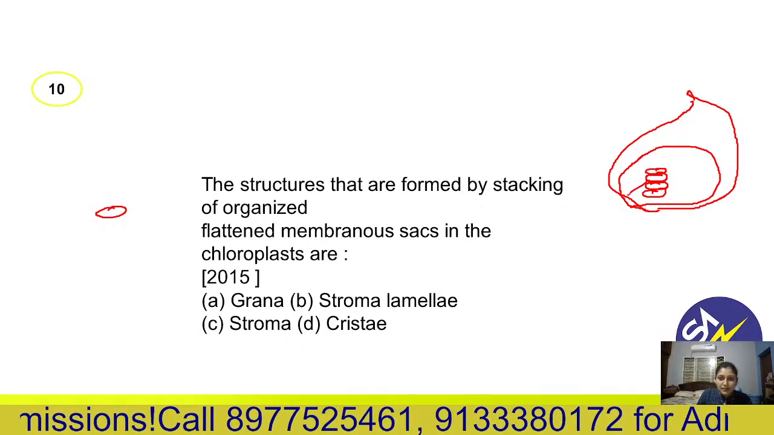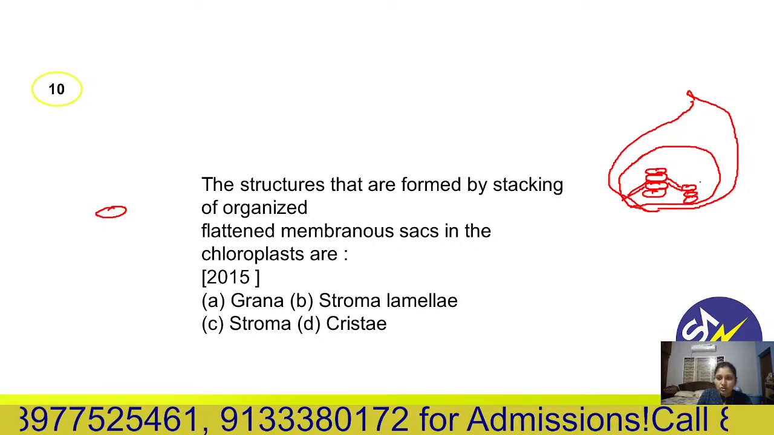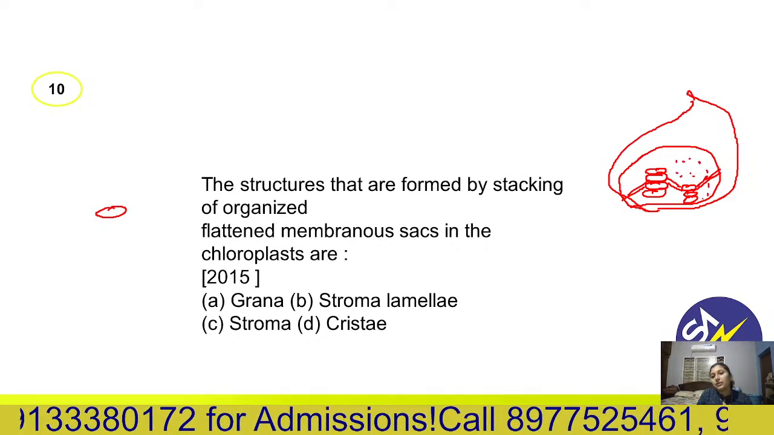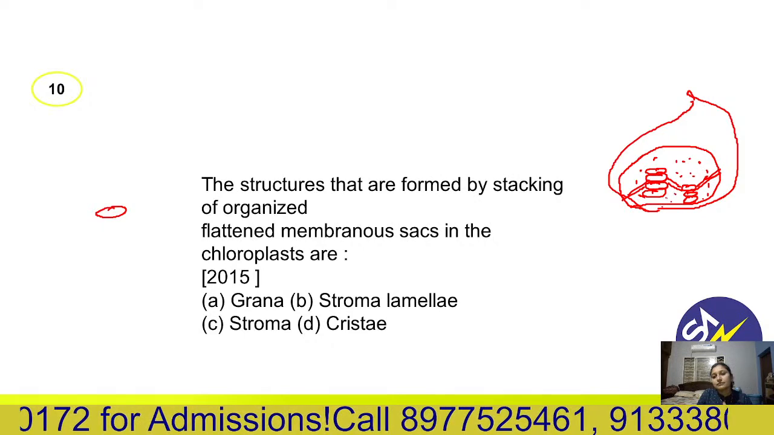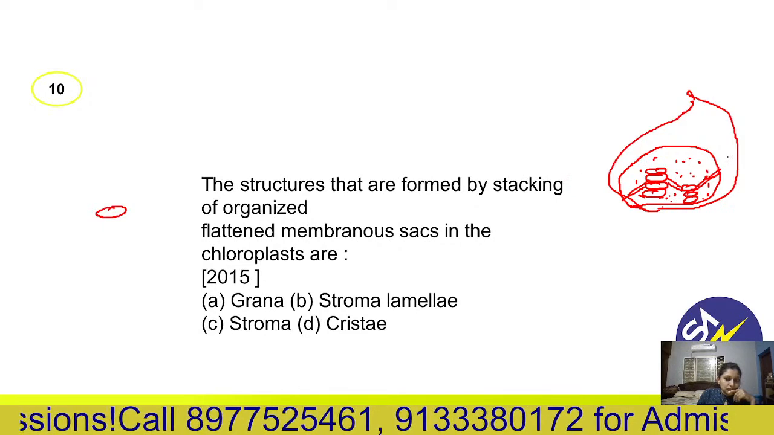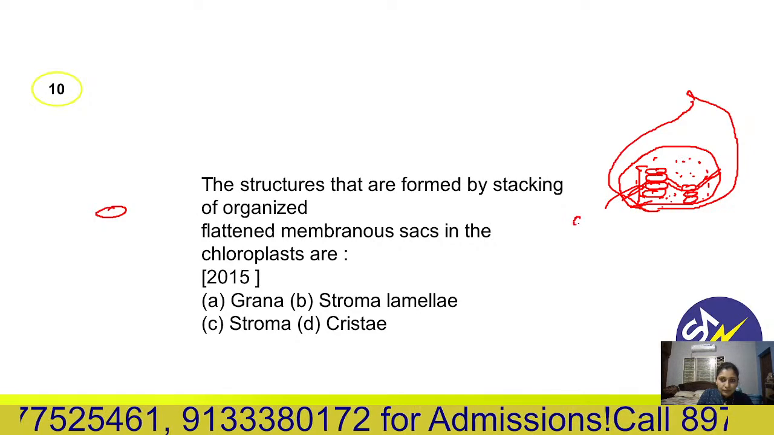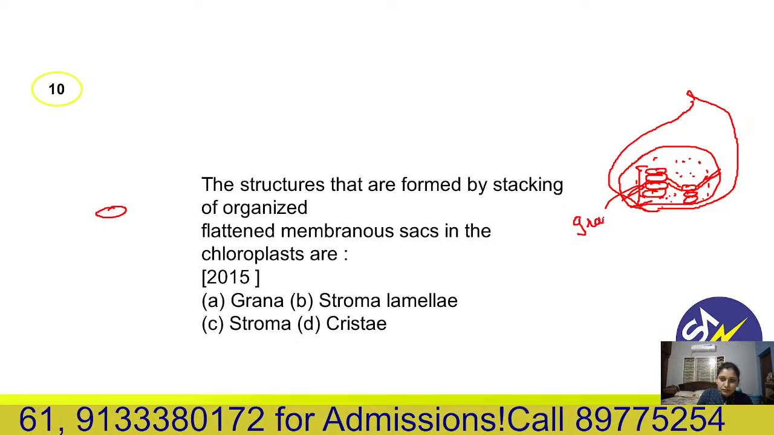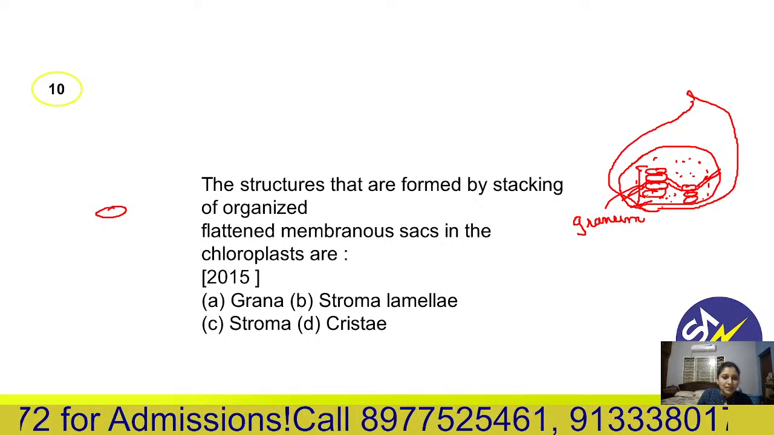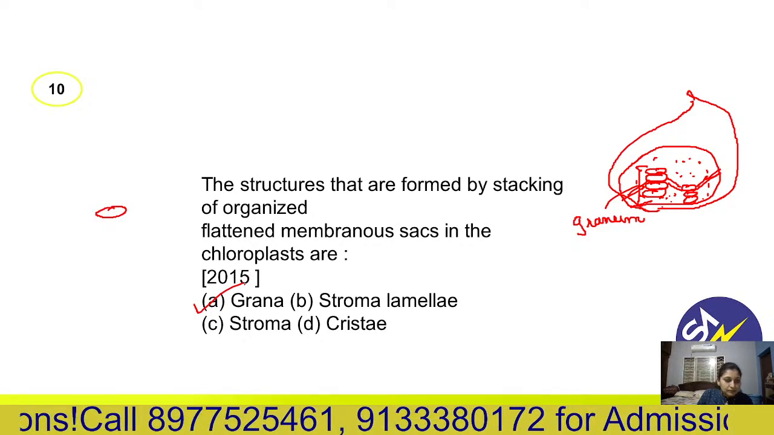See, the chloroplast is a double membrane bound structure. In that, you'll find this type of stacked structure like this, and here you'll find a fluid matrix. So this is what we call a granum. One single one is a granum. All the membrane bound sacs in the chloroplast are known as grana. Yes.